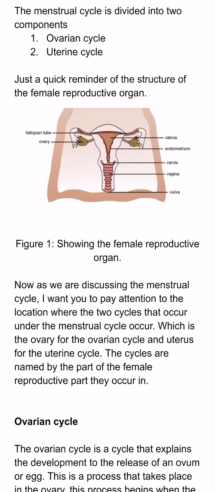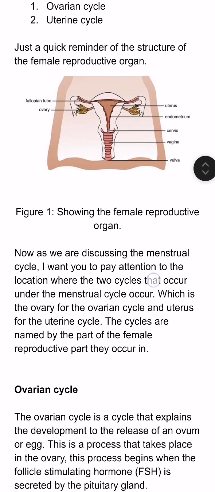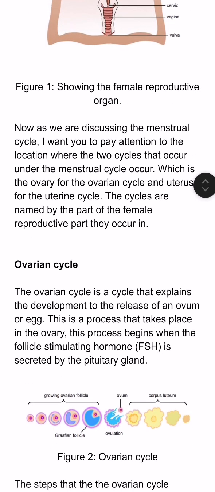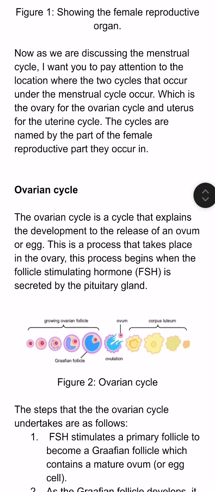If I see ovarian cycle, I know that's the one that happens in the ovary, and uterine cycle, that's the one that happens in the uterus. Okay, so we're going to start with the ovarian cycle. We're going to start discussing the ovarian cycle.